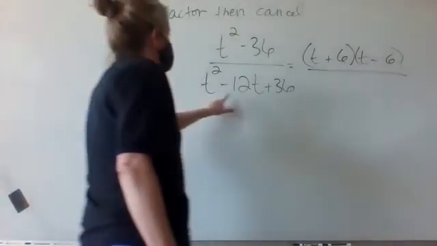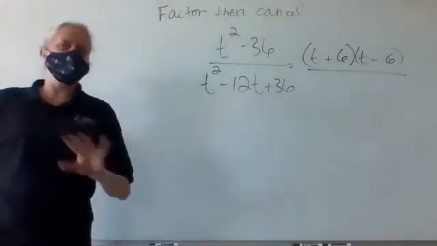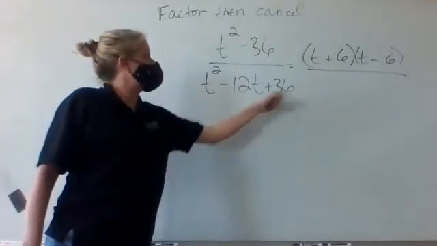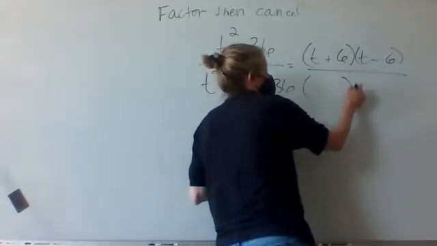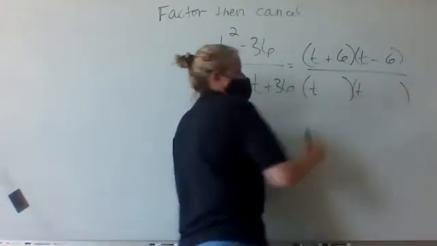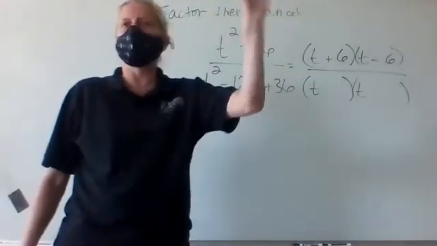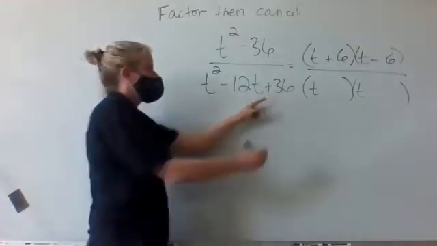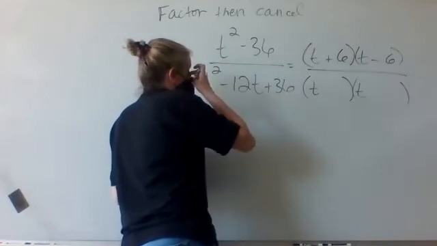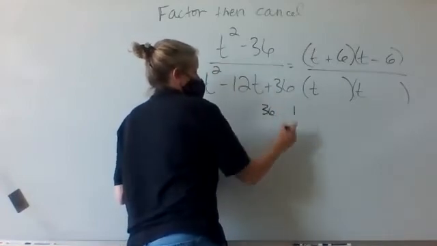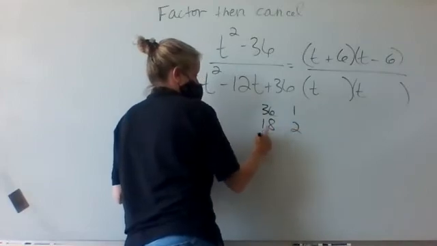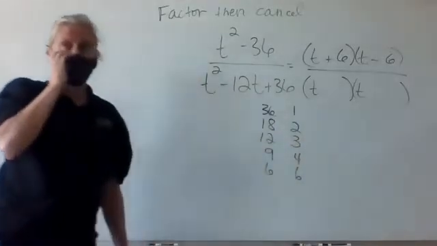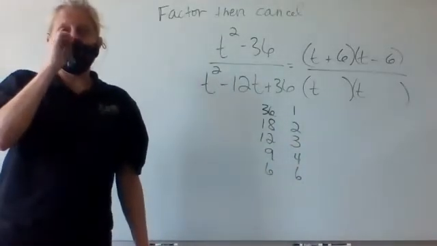Now, in the denominator, I've got 3 terms, so it's not a difference of squares. Difference of squares only has 2 terms. If you have 3 terms and the first term is just a t squared, it's automatically t and t, because that's the only way you're going to multiply and get t squared. So you have to find a number that multiplies to 36. Let's see the ways to multiply to 36. There's a lot. Those all multiply to 36.